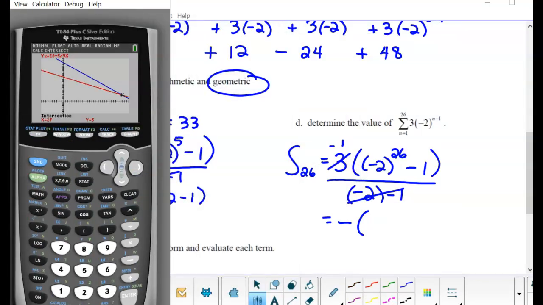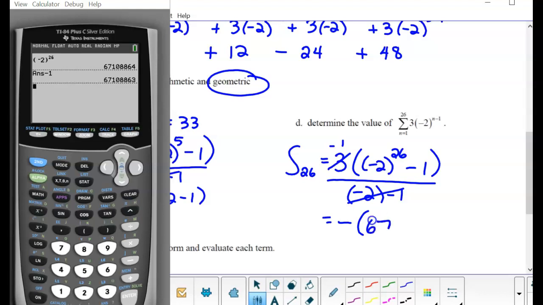Okay, so I want to clear. And I want to go brackets. Bracket -2, close bracket to the exponent 26. Or just go 2 to the 26 because it's a negative inside the brackets and an even exponent. Okay, and then minus 1. So that's a positive, but there's a negative out front. So this is 67,108,863. That ends up being a positive, so overall it's negative 67,108,863.